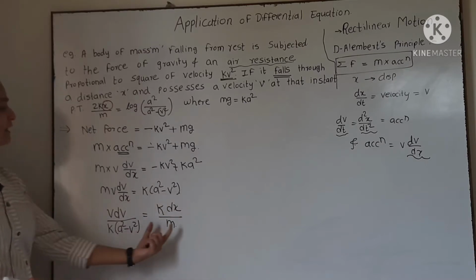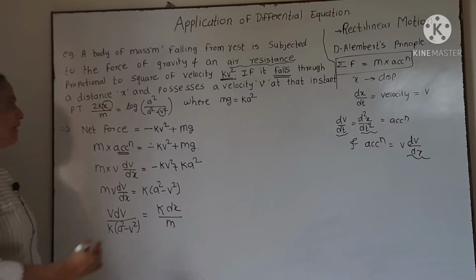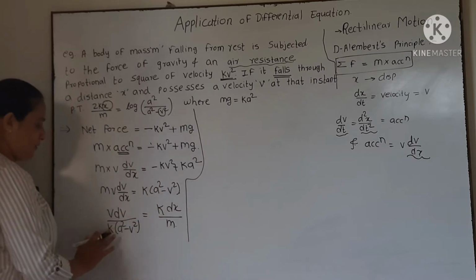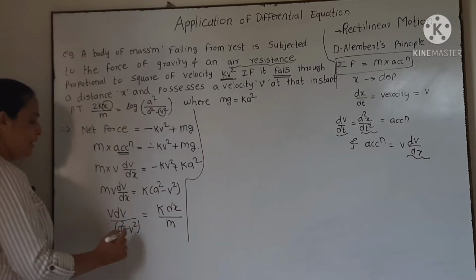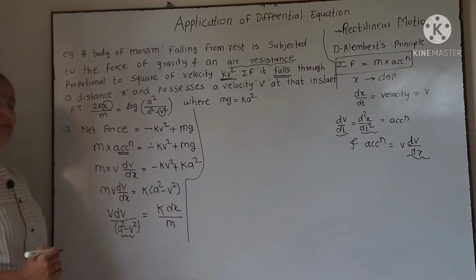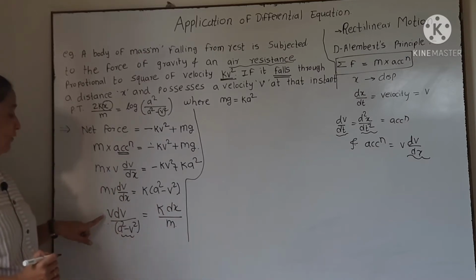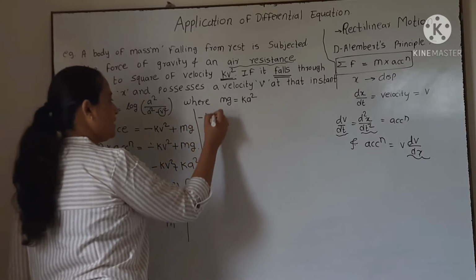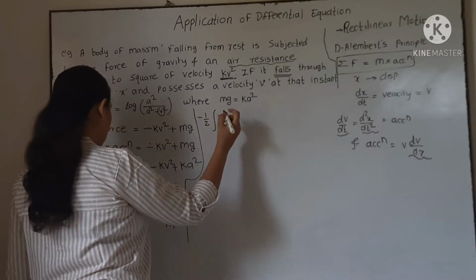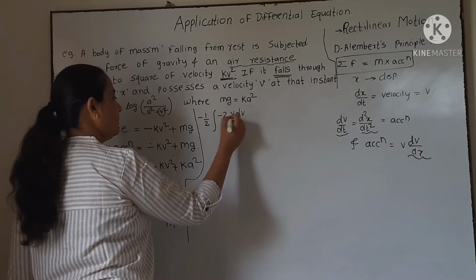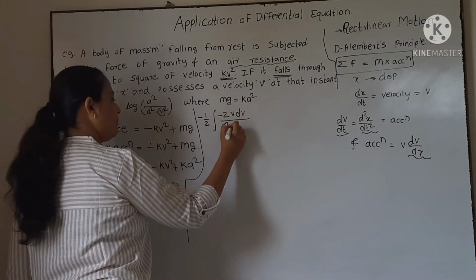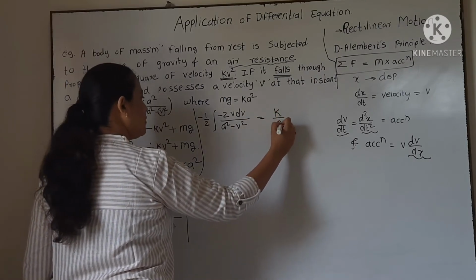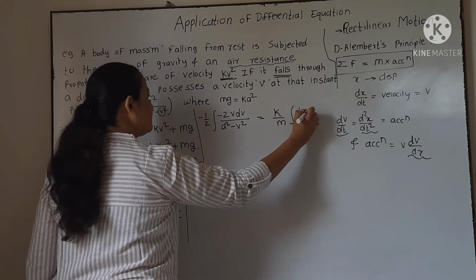Variables of v on one side, variables of x on another side. Now for this, we will integrate. So first, I have kept this k on the left hand side. What is the derivative of a square minus v square? That is minus 2v. We have v, so I will multiply and divide by minus 2. This is minus half integral of minus 2v dv upon a square minus v square equal to k by m, which is constant, integral of dx.